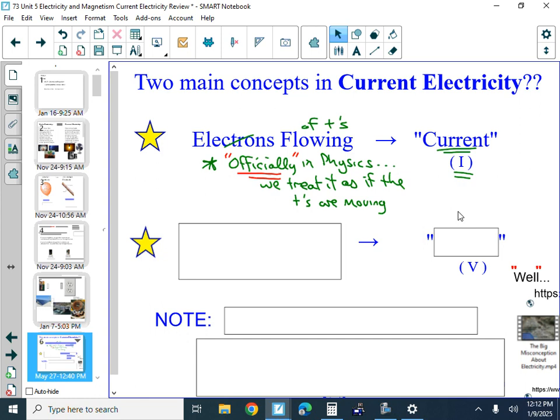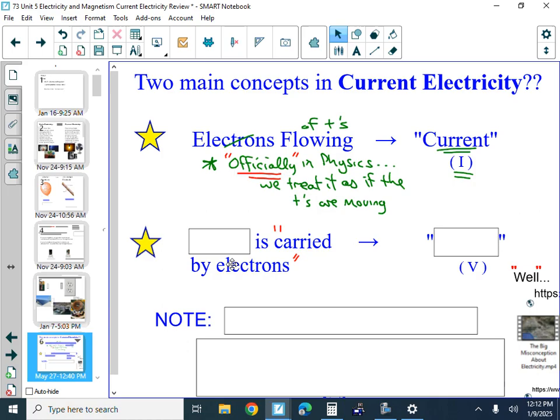And so they just kind of guessed that positives were flowing, and it turns out, of course, the positives are locked tightly in the nucleus and so on, right? So it's really electrons that are flowing, but a ton of learning and effort and work and developments were all sort of written already based on positives flowing. And so it's just kind of carried on with tradition that way. And so we'll refer to current officially as a flow of positive charges, even though we know it's electrons flowing.